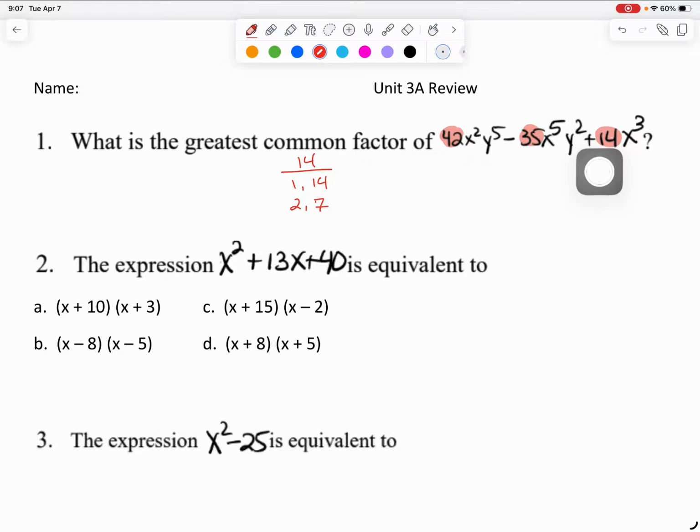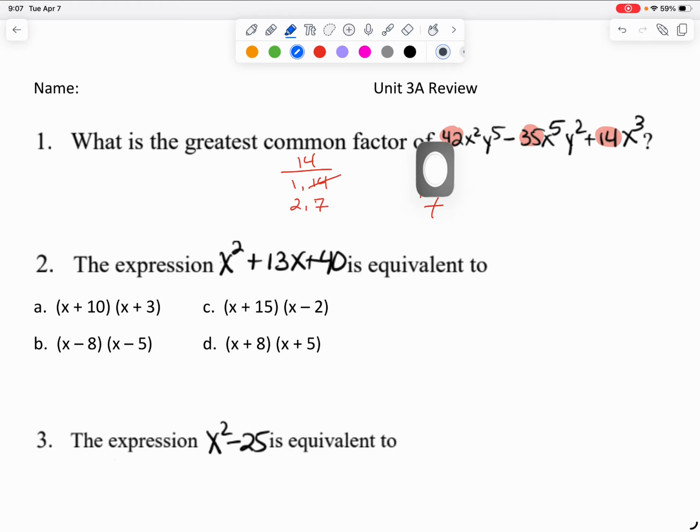We already know it goes into 14. 42 divided by 14 is 3. That gives us a whole number. However, 35 divided by 14, well, that's 2.5, so 14 is not going to work. Well, 42 divided by 7 is 6, 35 divided by 7 is 5, and 14 divided by 7 is 2. So numerically, our greatest common factor is 7.